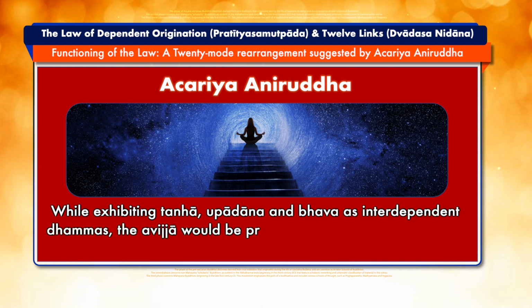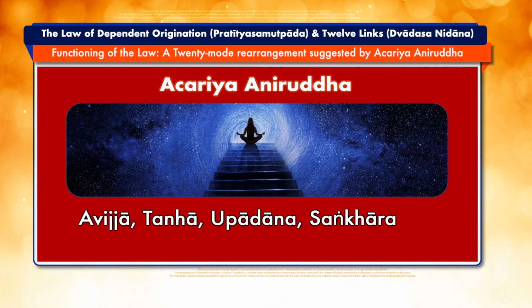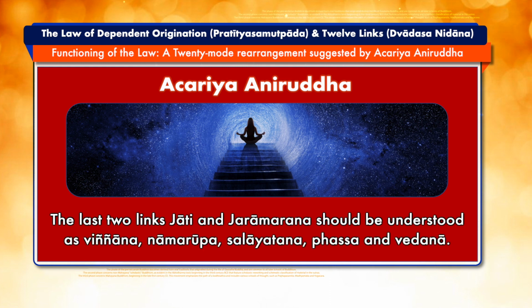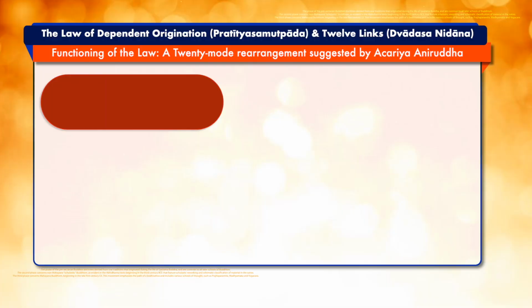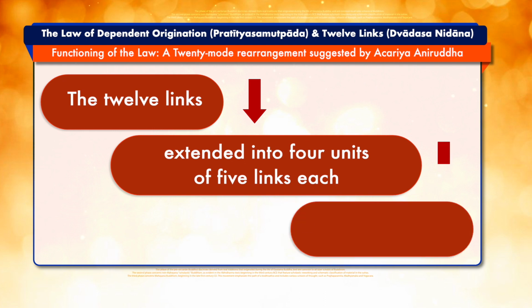While exhibiting tanha, upadan and bhava as interdependent dhammas, the avidya would be prefixed and sankharas should come just before bhava. It will take form as avidya, tanha, upadan, sankhara and bhava. It will be the third unit. The last two links, jati and jaramarana, should be understood as beyond namarupa, salayatana, phassa and vedana. It will be the fourth unit. In this way, they will make the 20 modes. The 12 links being extended into 4 units of 5 links each make 20 modes.